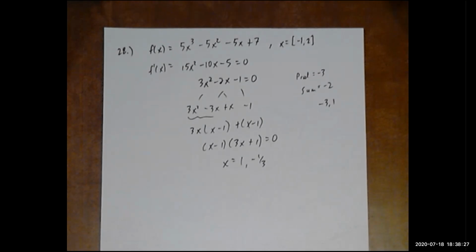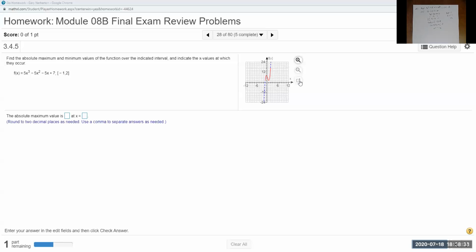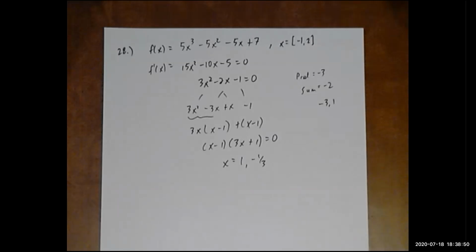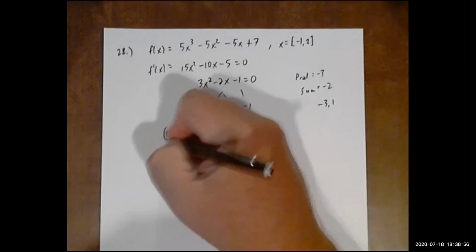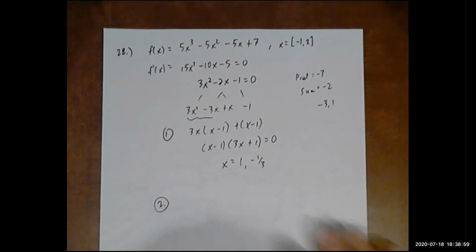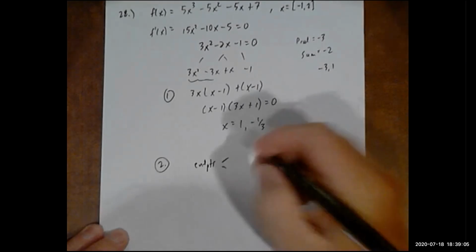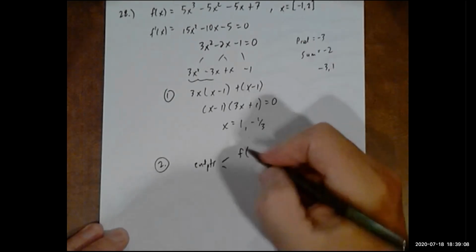And just for a sanity check, if you're taking a test or problem like this, since they gave me the graph, I could go back and look at it to make sure I didn't mess up. Looks like -1/3 and 1. Looks like I've done the math correctly. So now, that's the first step. Step 2, I start comparing the values of the function. Let's do the endpoints first. So f of -1.